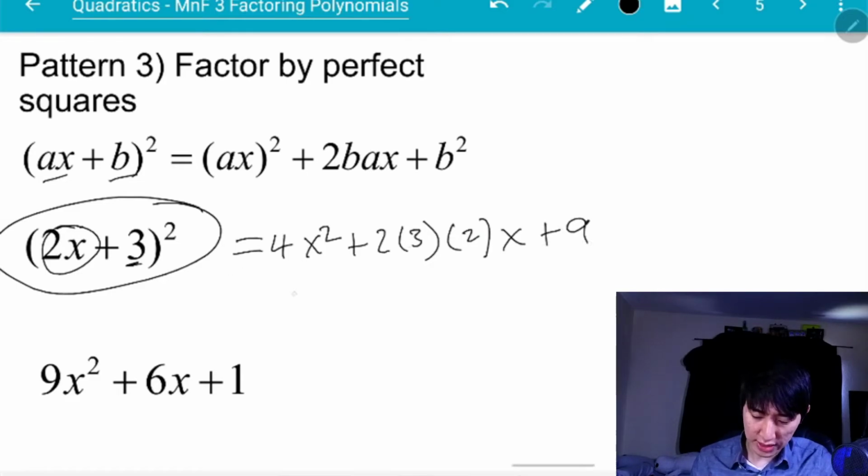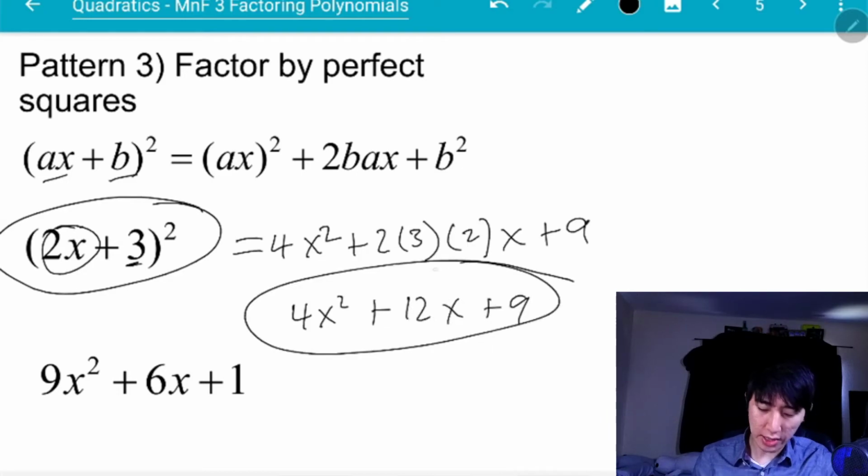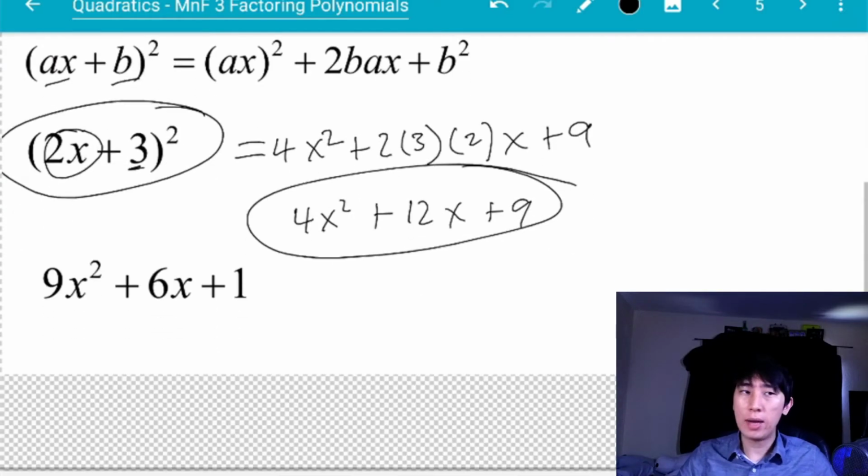So if I factored this all out, it would be 4x squared plus 2 times 3 is 6, times 2 is 12x, plus 9. This is how we factor it. Again, we didn't do any foiling, nothing like that. We just followed the pattern. Now that's how we go forward. Going backwards is a lot more difficult.